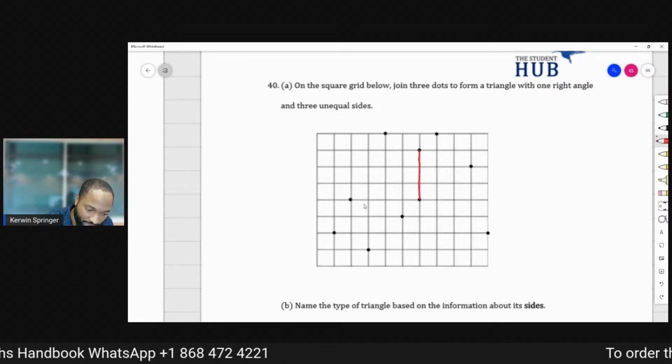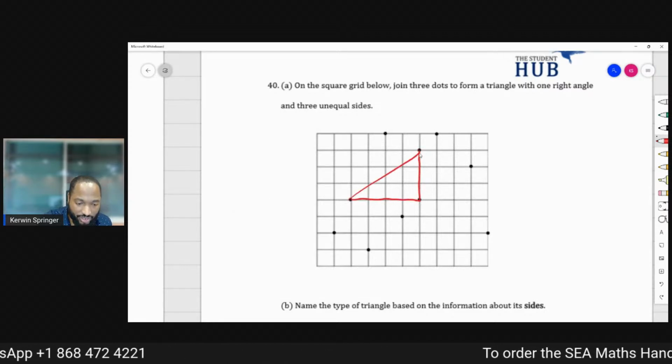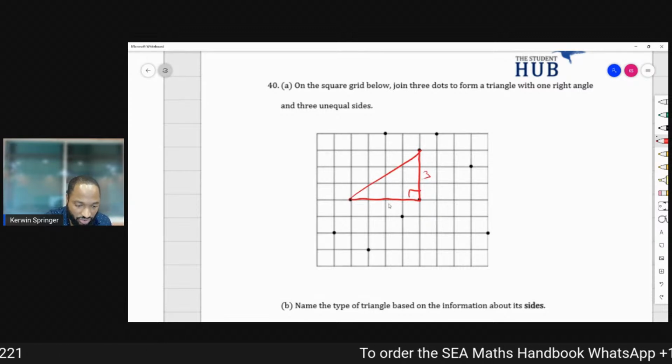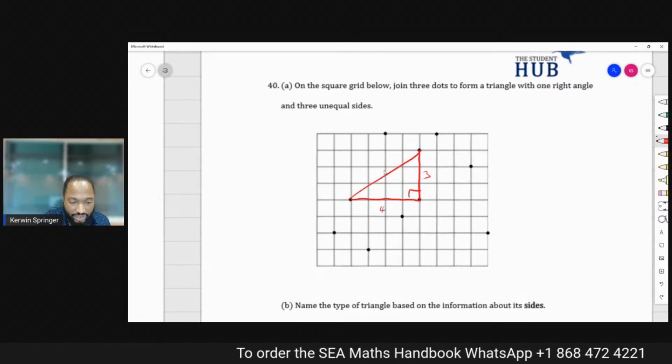Look, I spot it real fast. Because are we sure this is a right angle? This side is 3, this side is 4, and this side is whatever that side is. It'll be 5.